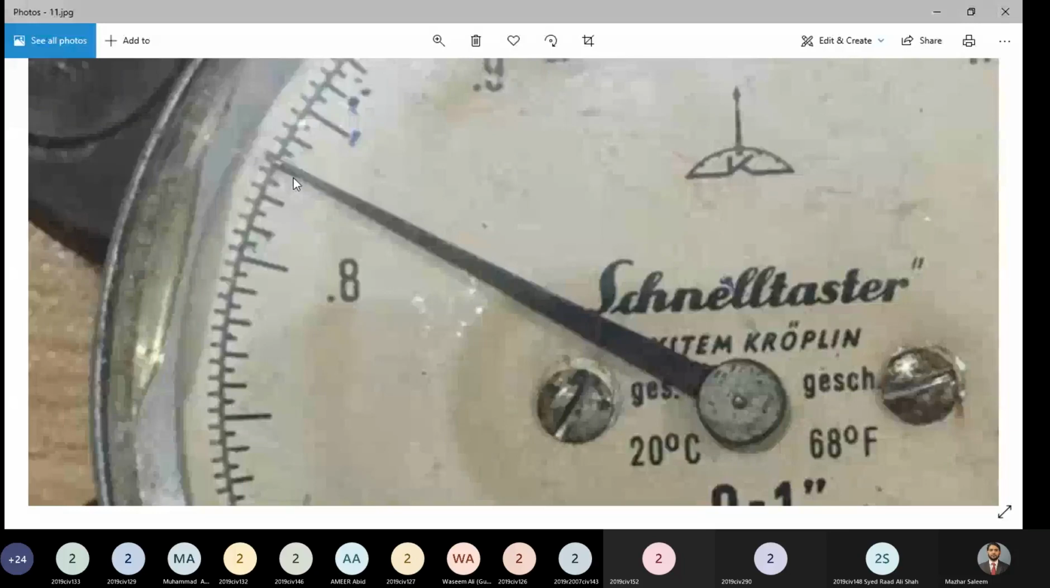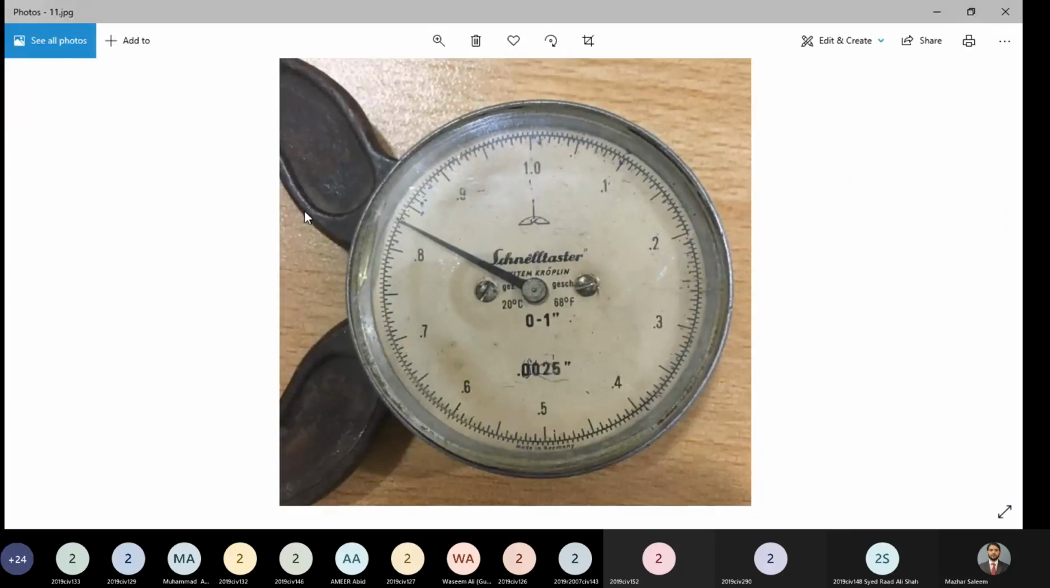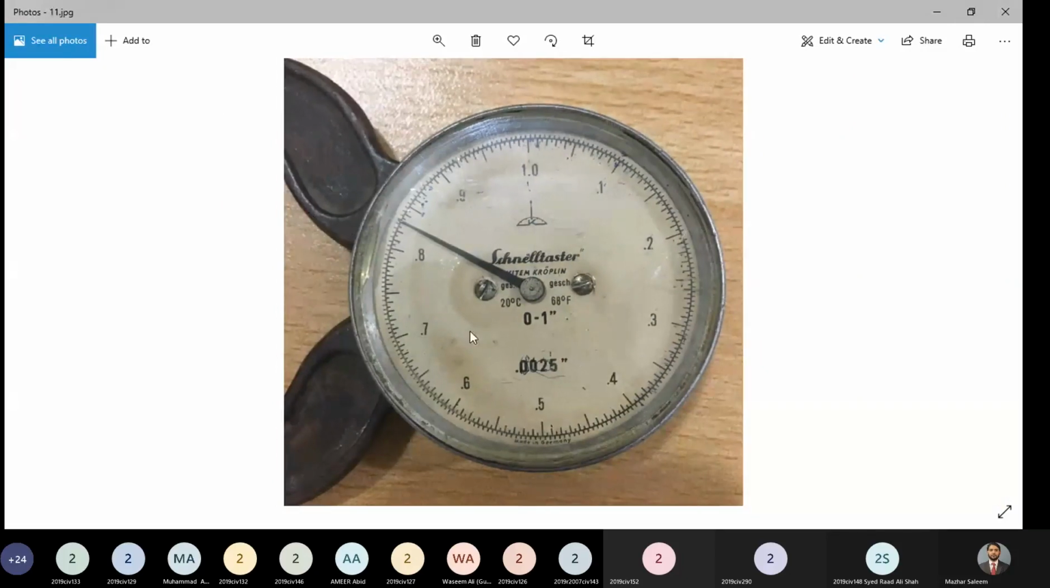Some person may say that it is coinciding with the outer line, so it is 0.8325, but I think this is closer to 0.830, but this much judgment is allowed. I can say 0.8300. Some of you might say that this is 0.8325, but that is fine because it's kind of in between, so we can use our personal judgment in this case. I have shown this one reading for this device because this device is not in working condition and we will not be using it.